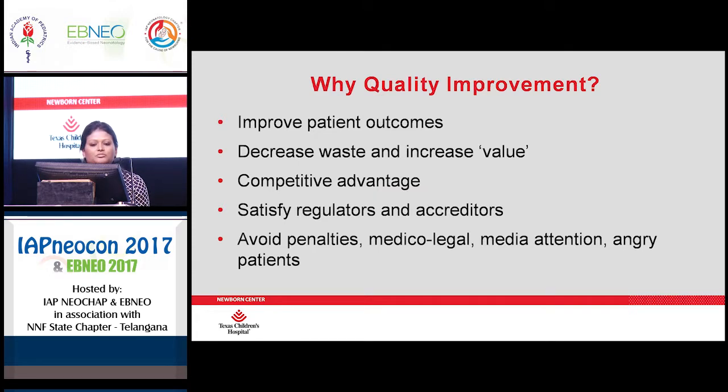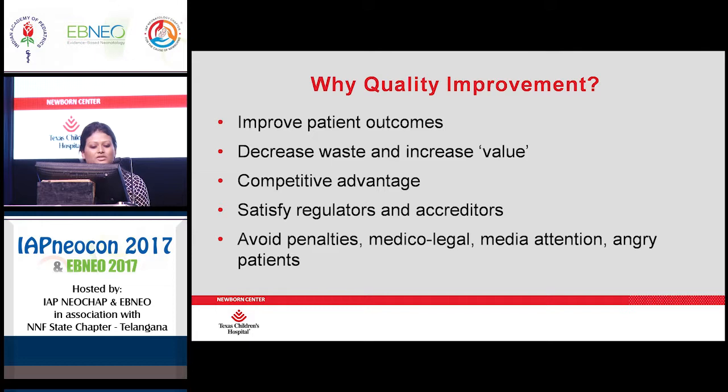So why do we do quality improvement? The first reason is we always want to do the right thing, so to improve patient outcomes and to decrease waste and increase value. And it also gives us a competitive advantage. When you look at centers, for example, in the US, when we have ratings of our institutions, some of the factors such as your CLABSI rates and your unplanned extubation rates are taken into account. So if you see the patient as a consumer, if this becomes transparent, then it gives you a competitive advantage that your center maintains a better quality of care for your patients.